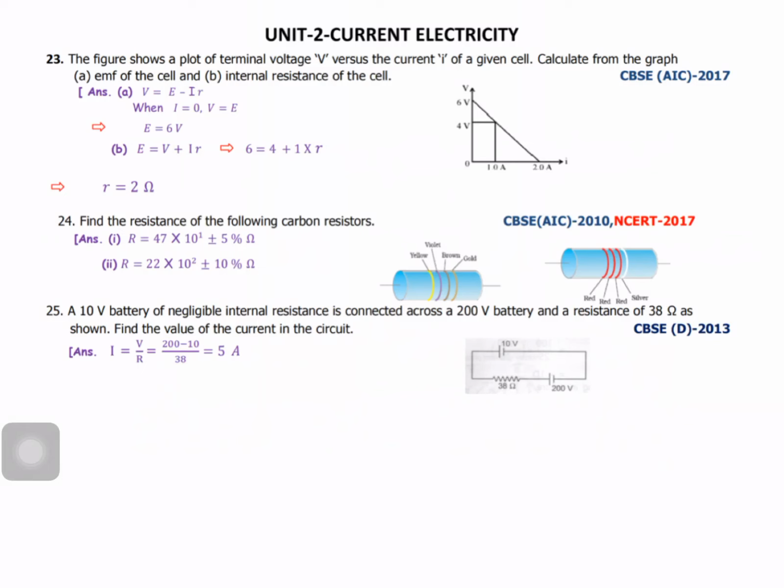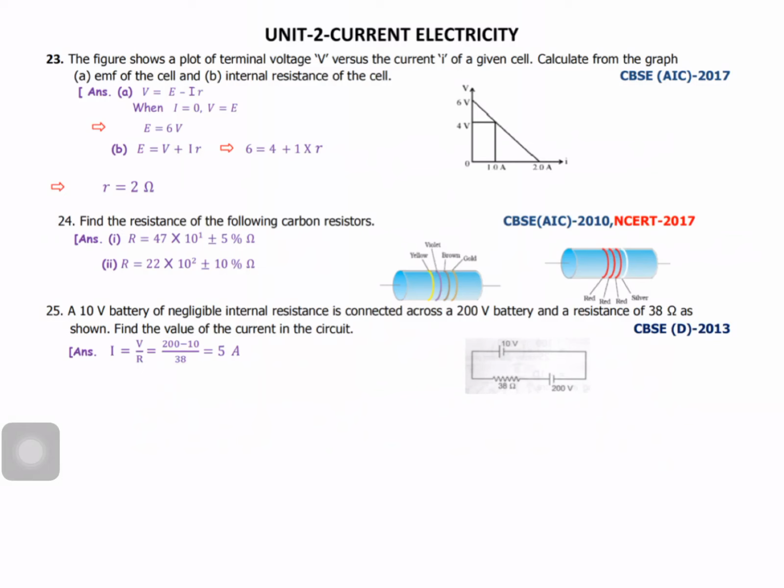The same way, the second one: red, red, red and silver. The first color corresponds to number 2, the second red corresponds to number 2, and the third color corresponds to the number of zeros, 2 means 10 power 2, that is 100. Silver means plus or minus 10%. So 22 into 10 power 2 ohm plus or minus 10%. Clear?